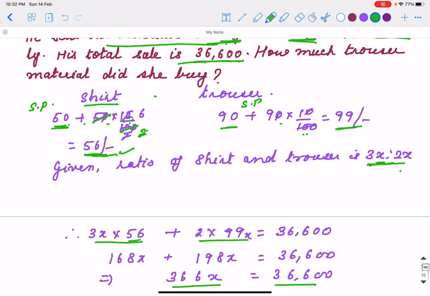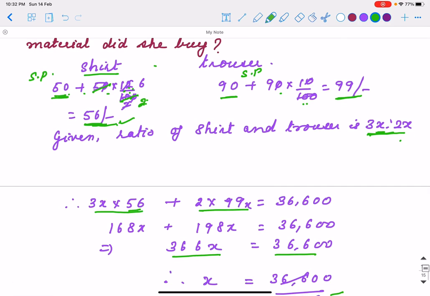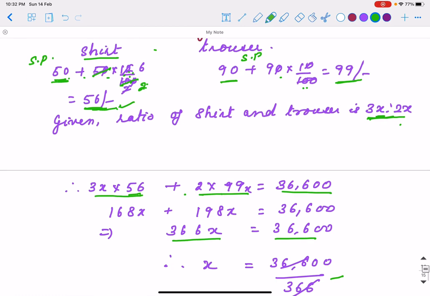The total is, if you multiply 3x into 56, because we don't know the actual length of the shirt and trouser, so 3x into 56 plus 2x into 99, that total is 36,600. Now we simplify the equation.